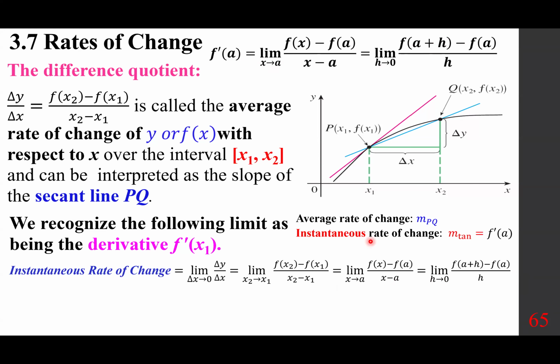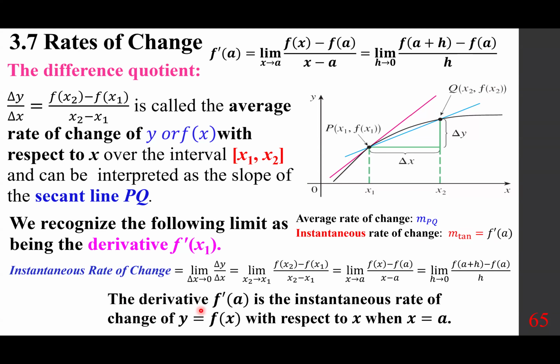The average rate of change is the slope of the PQ, that means the secant line. The instantaneous rate of change is the m of the tangent line, the red line, or f prime of a. And so the derivative f prime of a is the instantaneous rate of change of y equals f of x with respect to x when x equals a.